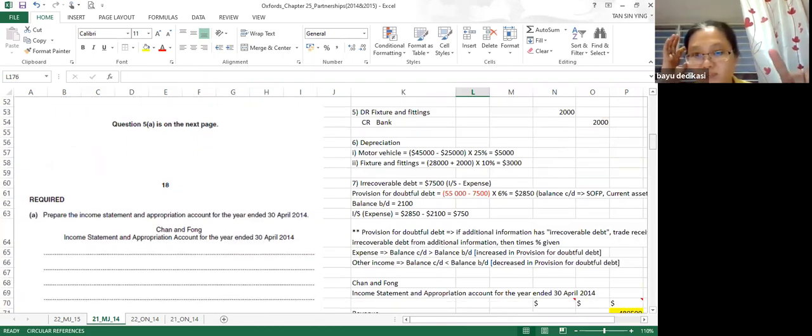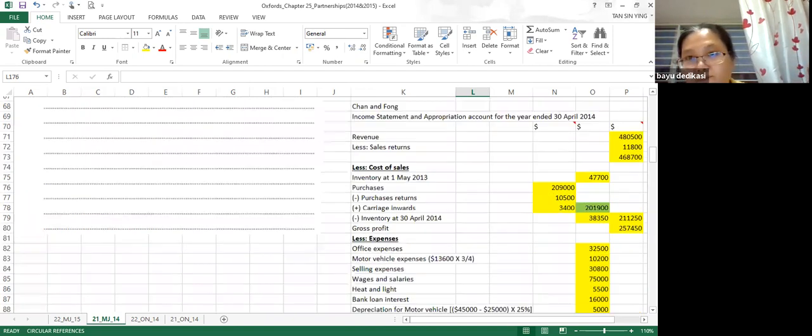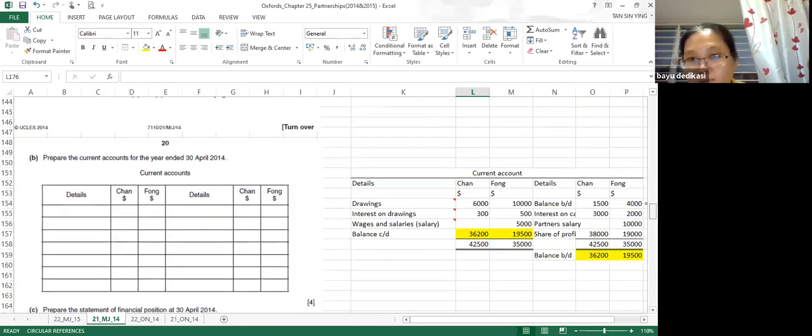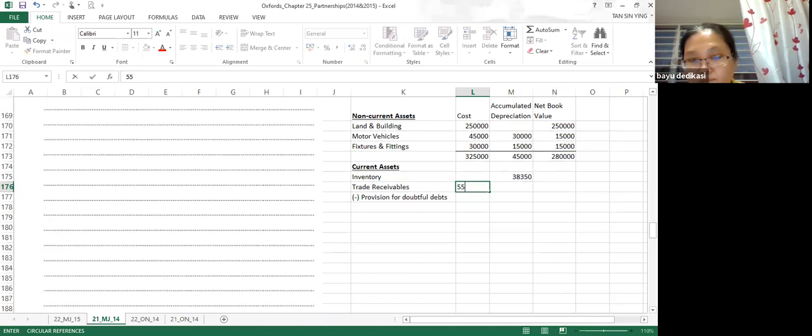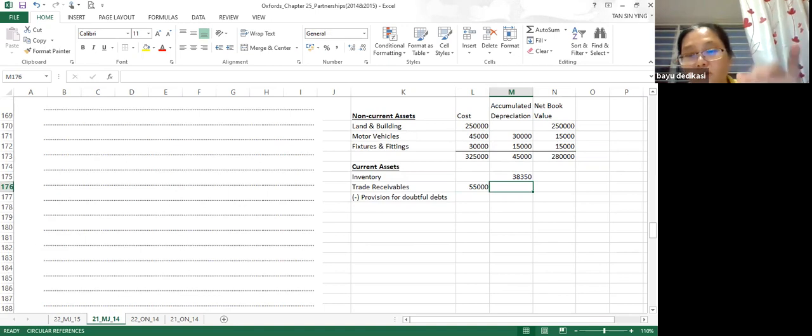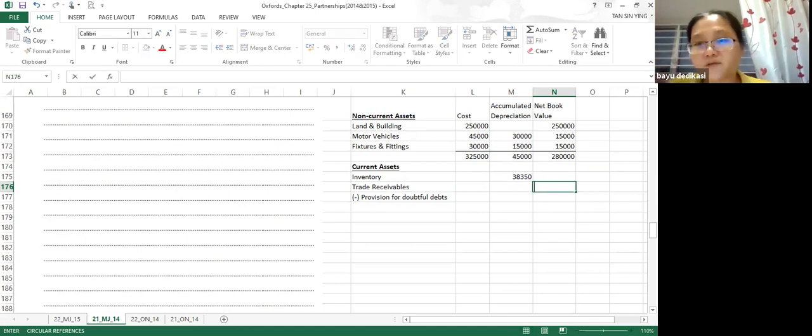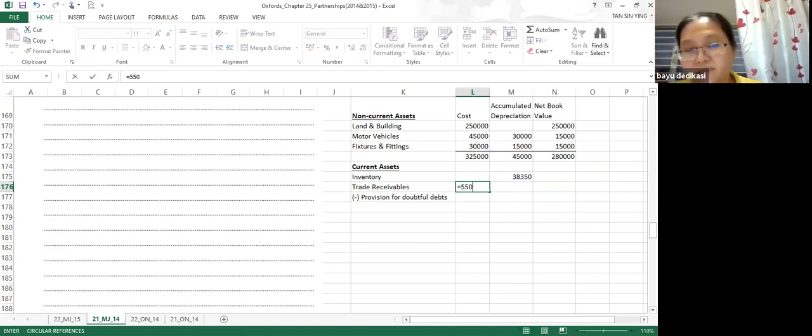Information 7. You saw that there is a bad debt of 7,500, and you take 55,000 minus 7,500. That is your new trade receivable, your net trade receivable amount. So put it into the current asset. Take 55,000 minus 7,500. Put equal in the first column: equal 55,000 minus 7,500.